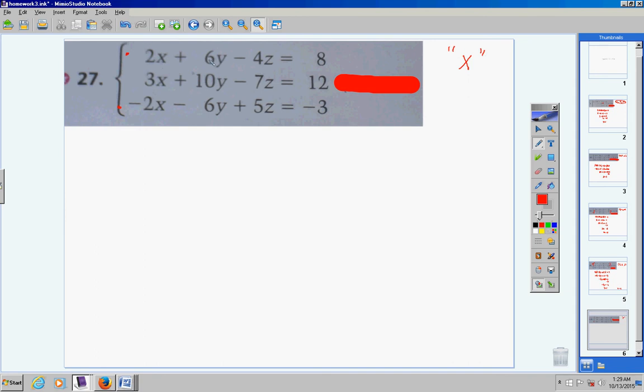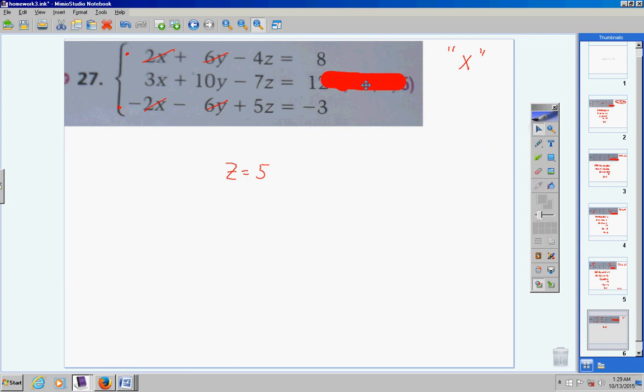Look at your y's. Positive 6, negative 6, they cancel. So your x's are gone, your y's are gone. You now have a negative 4 and a positive 5. That's a positive 1z equals 8, negative 3. That's 5. So look at that. You added two equations together in such a way that your x's canceled, your y's canceled, and you're left with z equals 5. You know part of the answer now.